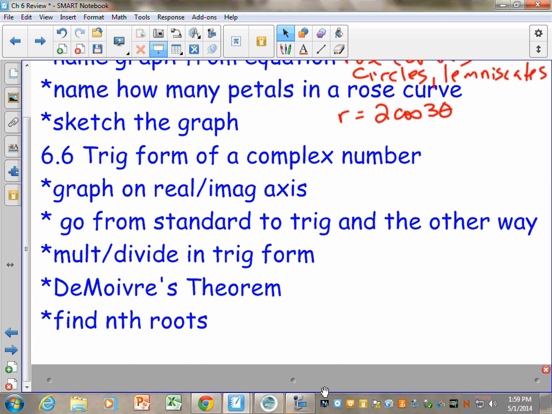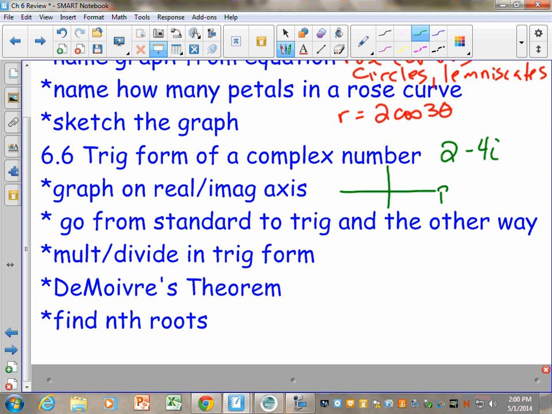There are questions on your test where you just have to graph these numbers on the real imaginary axis, which sounds crazy to someone that's not been in our class, but that's actually pretty easy. If I gave you the point 2 minus 4i, we just graph that: here's the real axis, here's the imaginary axis, and we go 2 on the real axis, down 4 on the imaginary axis. How about that for a test question?